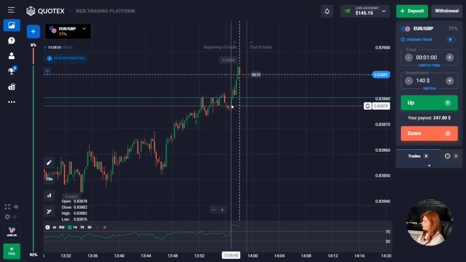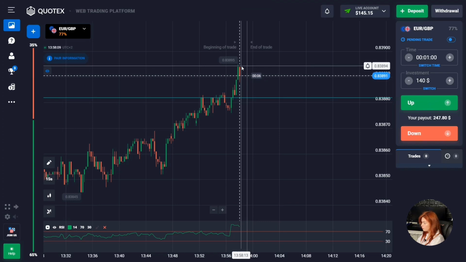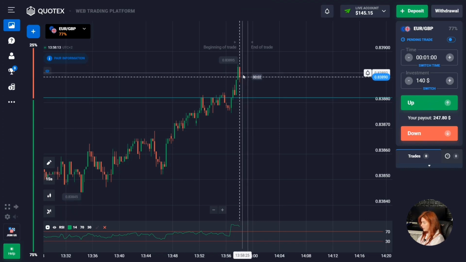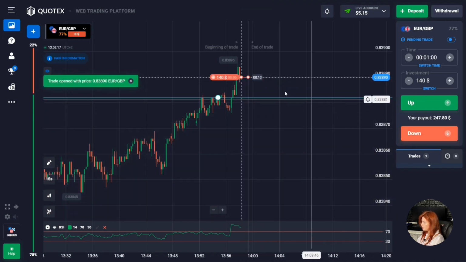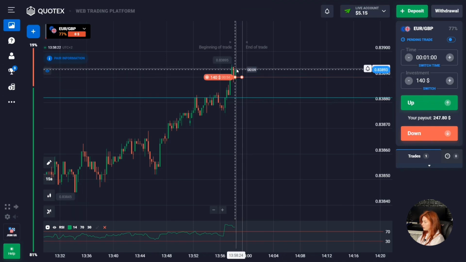So guys, here we see that the resistance level has been breached and the green candles have formed. The price was moving up quite confidently. After that, a red candle began to form. This is where we will open a 1 minute deal to go down. It is more likely that a downward pullback will occur after the breakdown of the level.